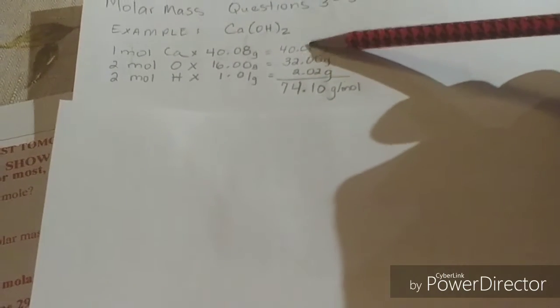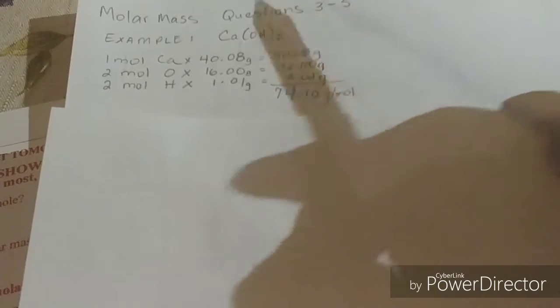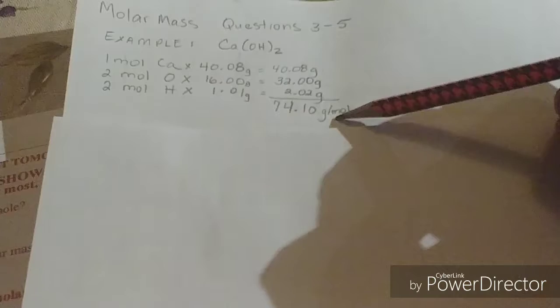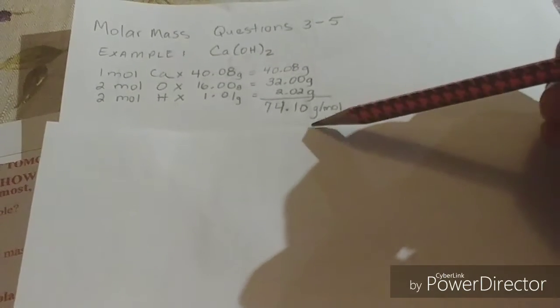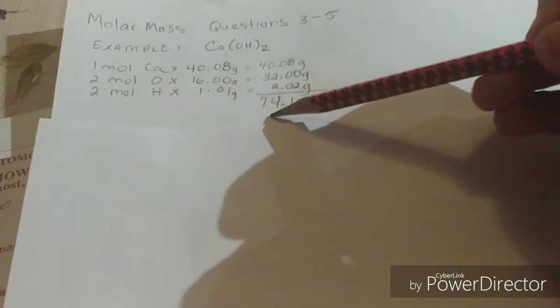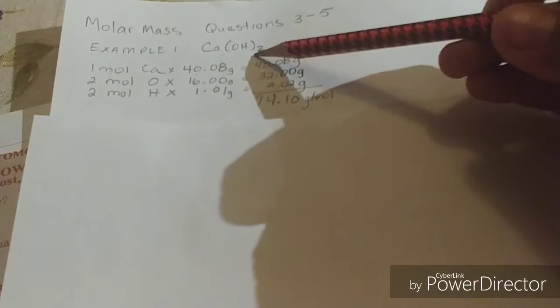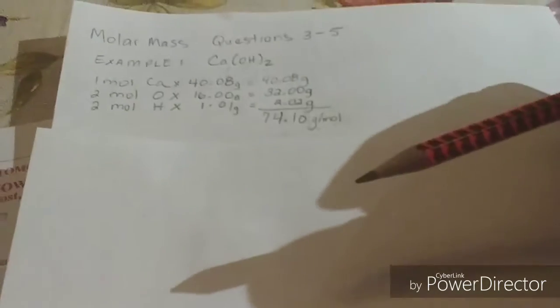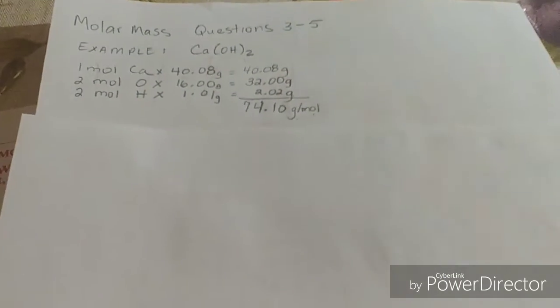So what you're going to do is you're going to add them all, and that gives you your final molar mass or answer for that compound. So what that means is that saying that it's your molar mass, you're pretty much saying that in 1 mole of calcium hydroxide, there are 74.10 grams. That is a mass of 1 mole of that substance. Okay, so now you can go ahead and follow this example and do questions 3 to 5.